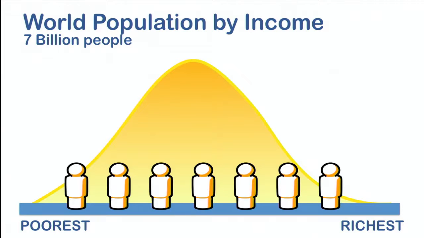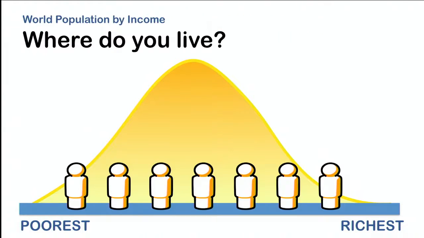So this one, I used to show this one. You saw the income mountain that Ola was showing you recently. It's 7 billion people in the world. You see them in the front. And I used to ask students, where do you think you live?